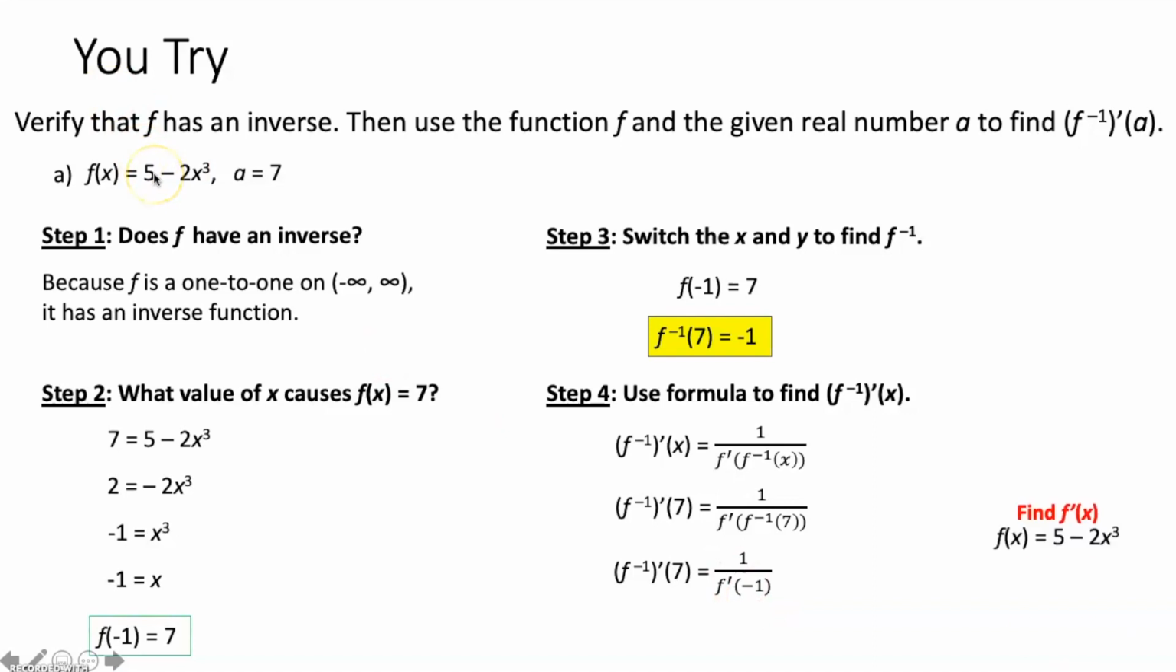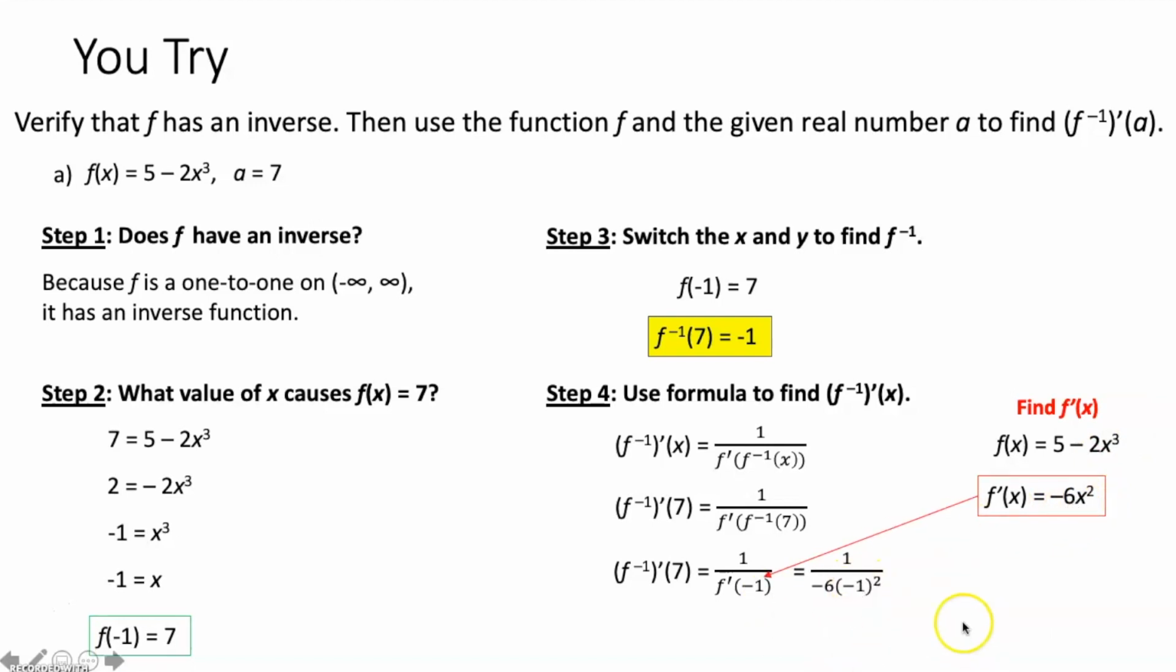So what is the derivative of my original function? Well, here, this is 0. This over here, I use the power rule, becomes -2 times 3 times x to the second. So it's going to be -6 x to the second. So then I take this, plug it in here, and plug in -1 for my x value. -1 squared is 1 times -6 is going to be -6. Therefore, f inverse prime of 7 is equal to -1/6.